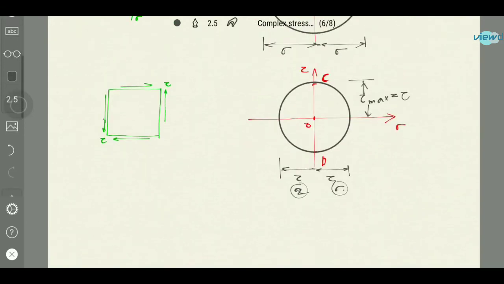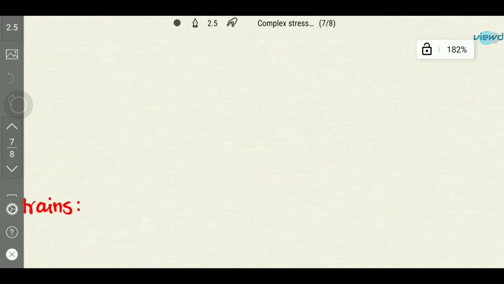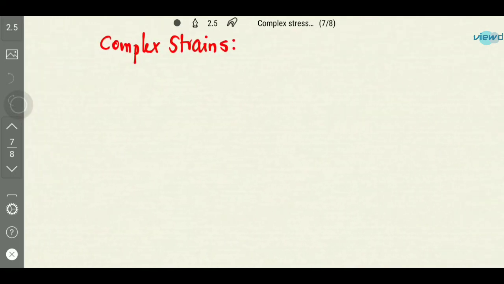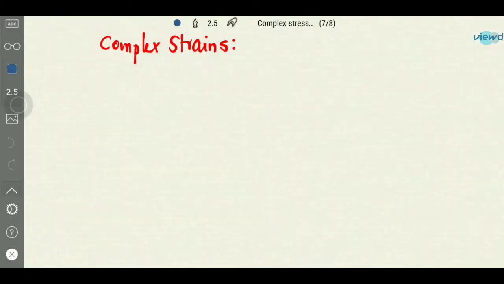And the next, we have seen the Mohr circle, and next is complex strains. The complex strains are those in which the strains are on the complex plane or oblique plane. So in order to write the formula for complex strains, these will be the same as for stresses, just replacing stress with strain.